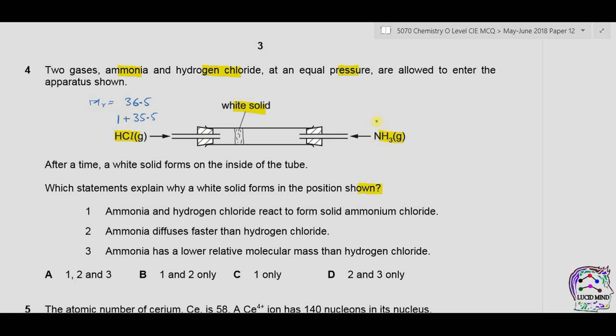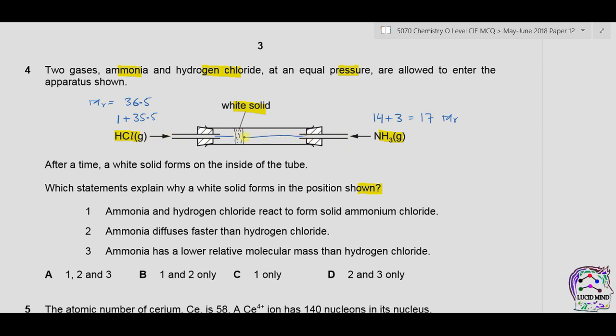While for NH3 we have 1 nitrogen whose atomic mass is 14 and 3 hydrogen atoms. So for 3 it is 3. So in total the molecular mass is 17. Now diffusion is inversely proportional to molecular mass. So diffusion of NH3 is faster as compared to the diffusion of HCl gas. So the distance covered by HCl is less as compared to the distance covered by ammonia.